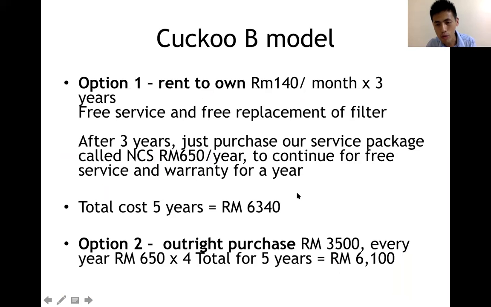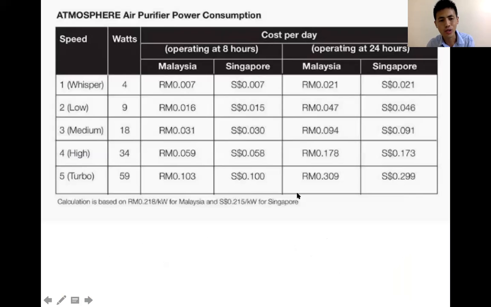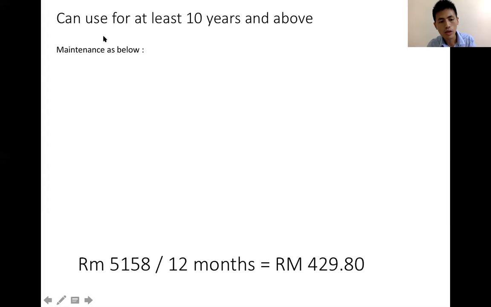So what about Atmosphere Sky? Let's study the cost. Number 1, the electricity cost is almost negligible. If we turn it on 8 hours per day, at speed 2, this is the amount of money you spend per day. So in 1 year, it costs about 5 ringgit to operate this Atmosphere Sky, 8 hours per day. This unit can be used for at least 10 years and above.